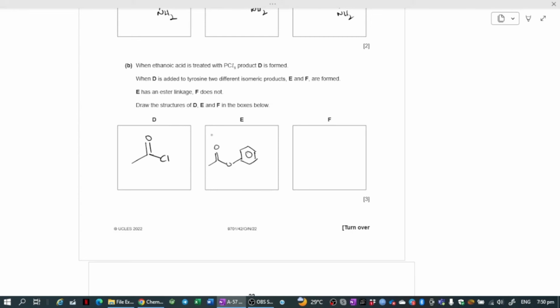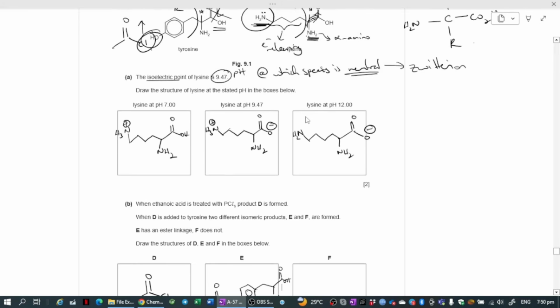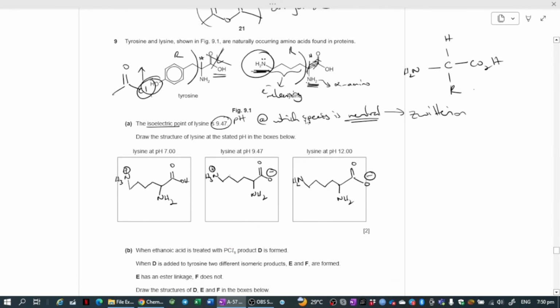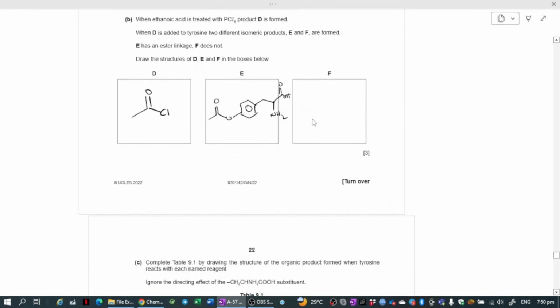This, bam bam, NH2, and then we have COOH. And then they say F does not have the ester linkage, right? What would happen here? Based on the confines of the syllabus, you would form an amide at the amino group. So this amino group will actually react to form an amide. So you would get a structure that looks like this.